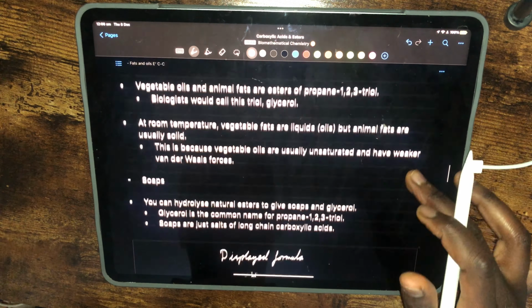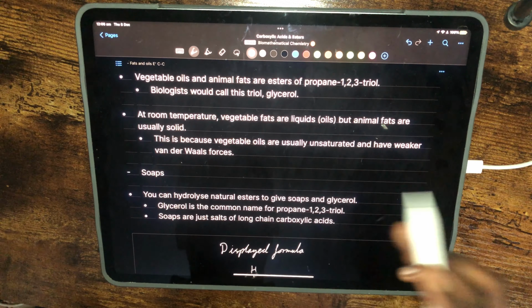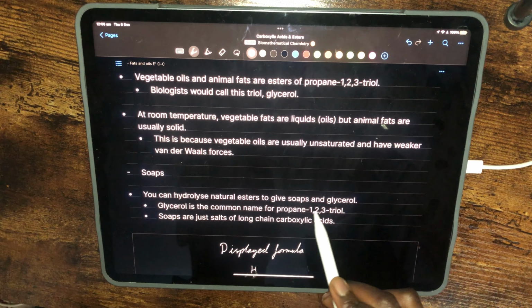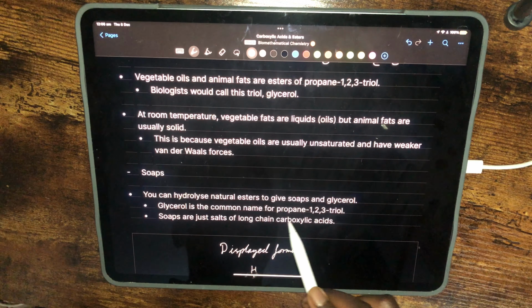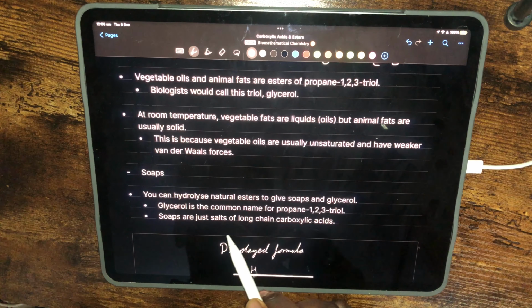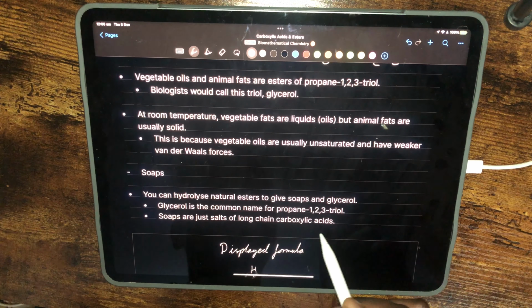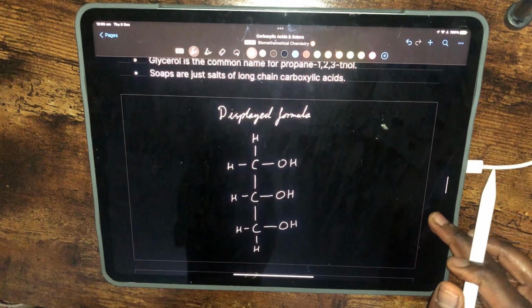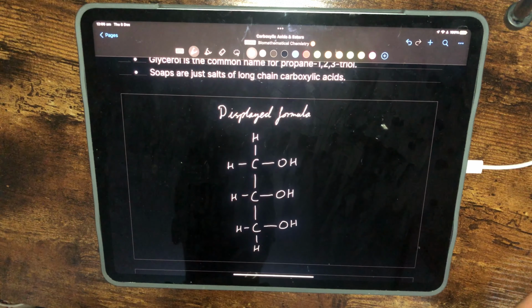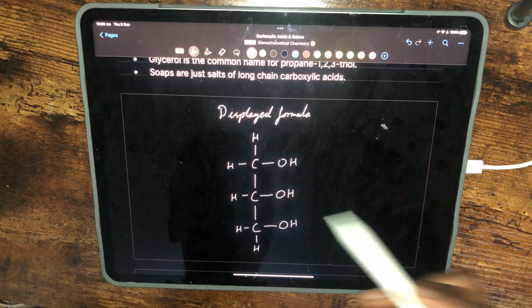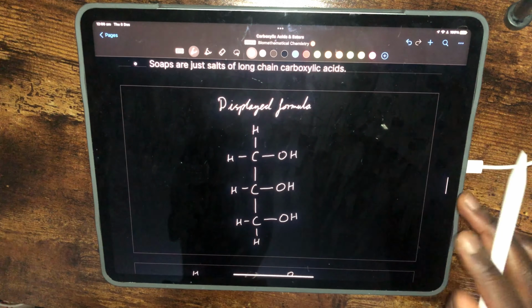All right, and then the last thing here is soap. You can hydrolyze natural esters to give soaps and glycerol. Glycerol is the most common name for propane-1,2,3-triol, and soaps are just salts of long-chain carboxylic acids. So here is glycerol, or propane-1,2,3-triol, and this is the displayed formula.